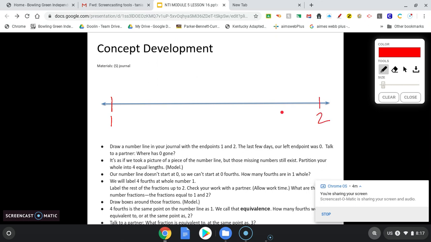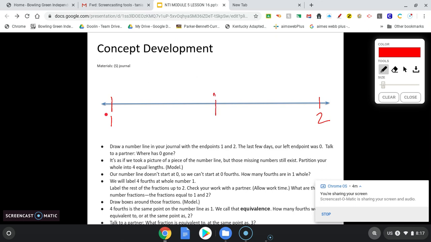So the last few days, our left endpoint has been 0. So this endpoint here has been 0, but now it's 1. Talk to a partner. Where has that 0 gone? Exactly, that 0 hasn't gone anywhere. It's still there. We're just not showing it on our number line because we know that 0 comes before 1. It looks like we took a picture of a piece of a number line, but we still know that we have those missing numbers. So let's partition this number line into 4 equal lengths.